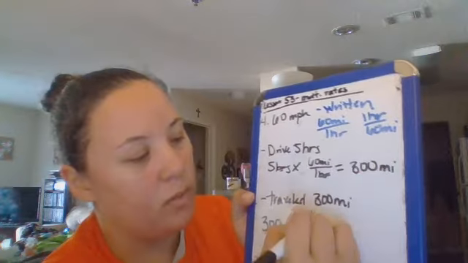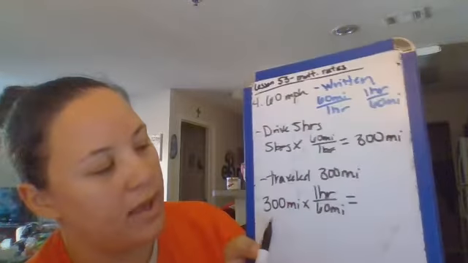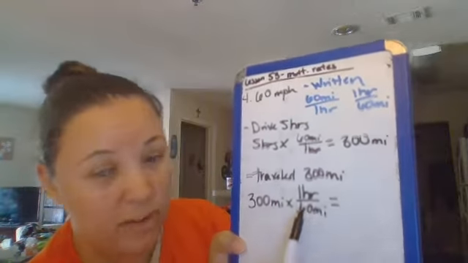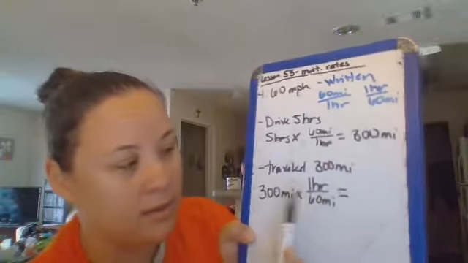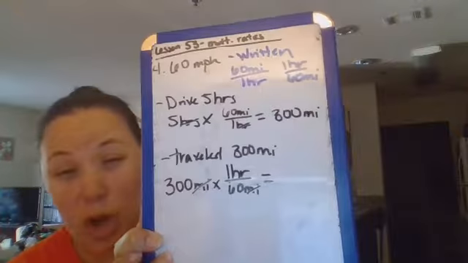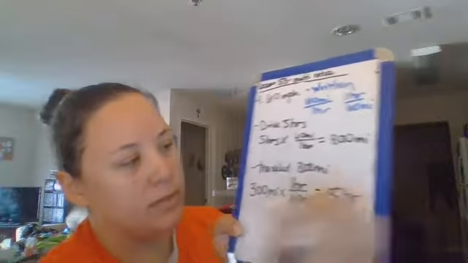All right, so we've gone 1 hour over 60 miles. So we have 300. We're going to use 1 hour over 60 because we're trying to figure out how much time it's taking. So our miles cancel out. So we're dividing 300 by 60, and we will get 5 hours.